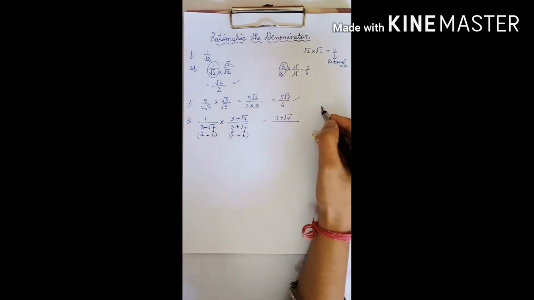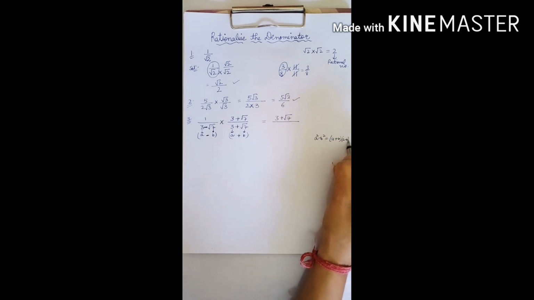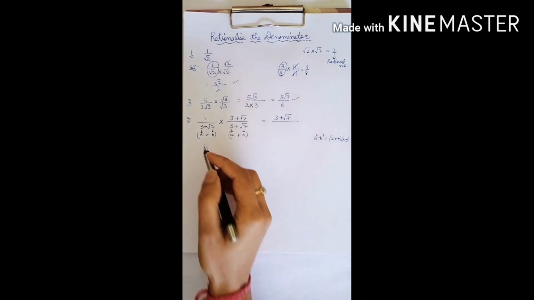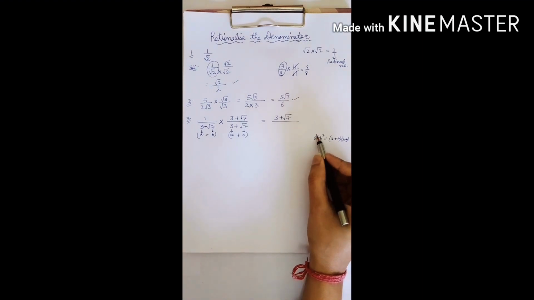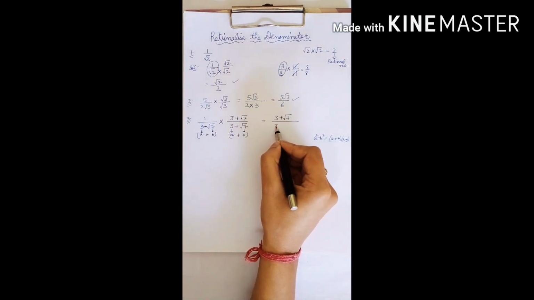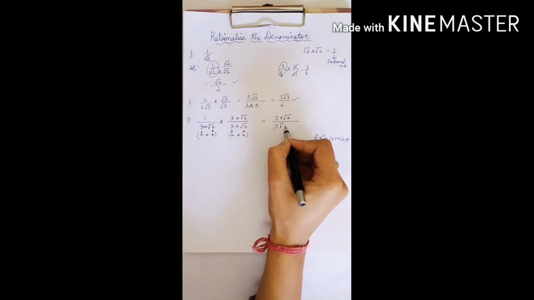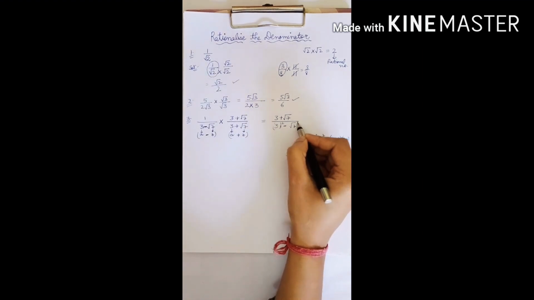We know one formula, that A square minus B square is A plus B into A minus B. We know this formula, right? So here it is A minus B into A plus B, so we will get A square minus B square. Now here A is 3, so 3 square minus, here B is root 7, minus root 7 square.